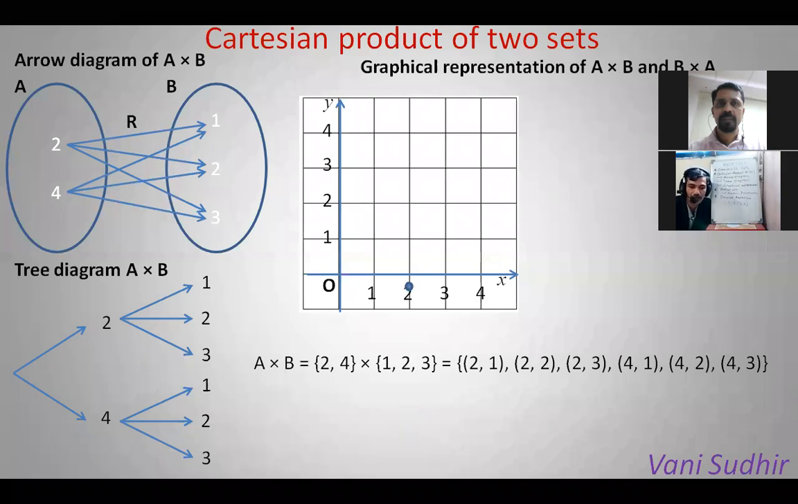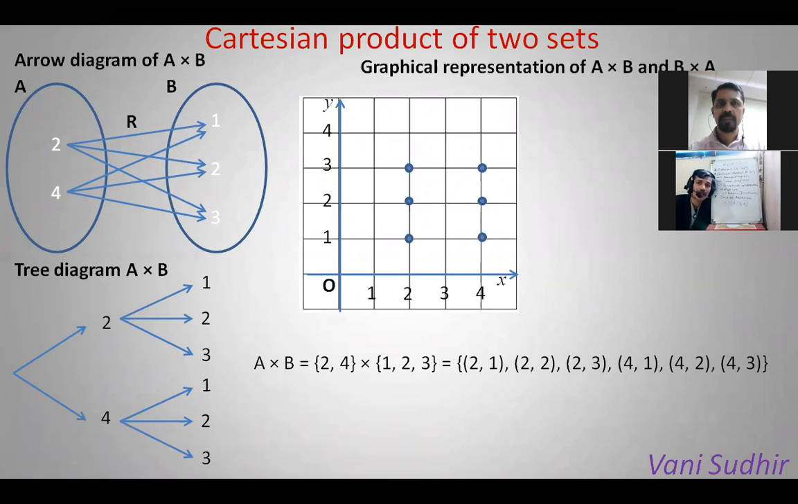Now I'll represent (2,1). How will you represent (2,1)? On the X coordinate you have to search 2. From there you have to go up to 1. (2,1). Next I'll represent (2,2), (2,3). What other ordered pairs are there? (4,1) is there. So next (4,1), (4,2), (4,3) I'll represent.